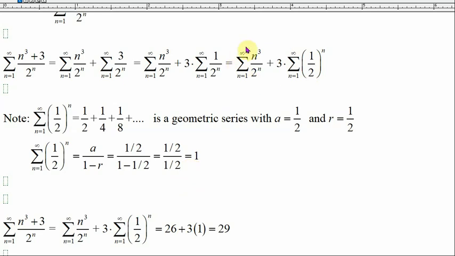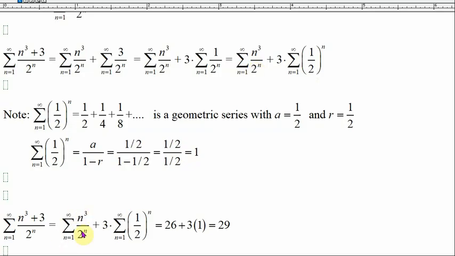And then I have just shown that this infinite series right here is 26. So 26 plus 3 times 1 is 29. And that's the end of the video.